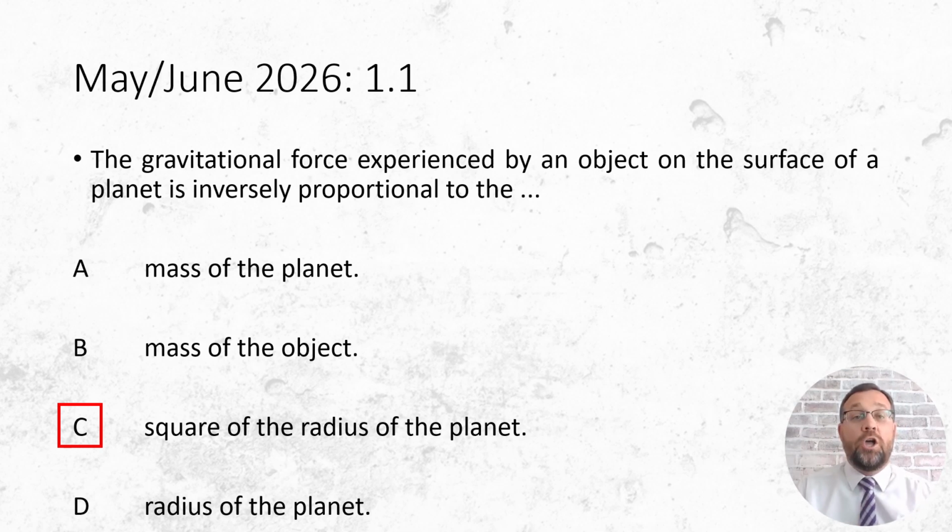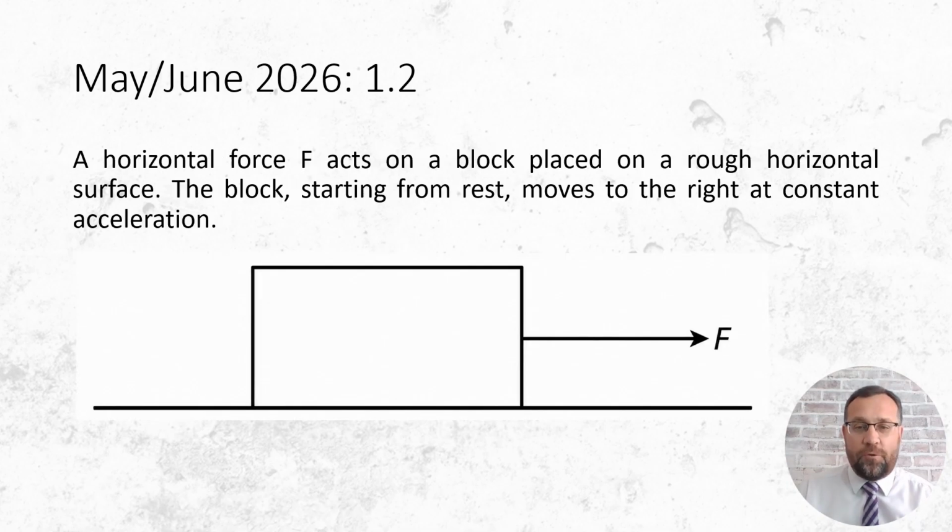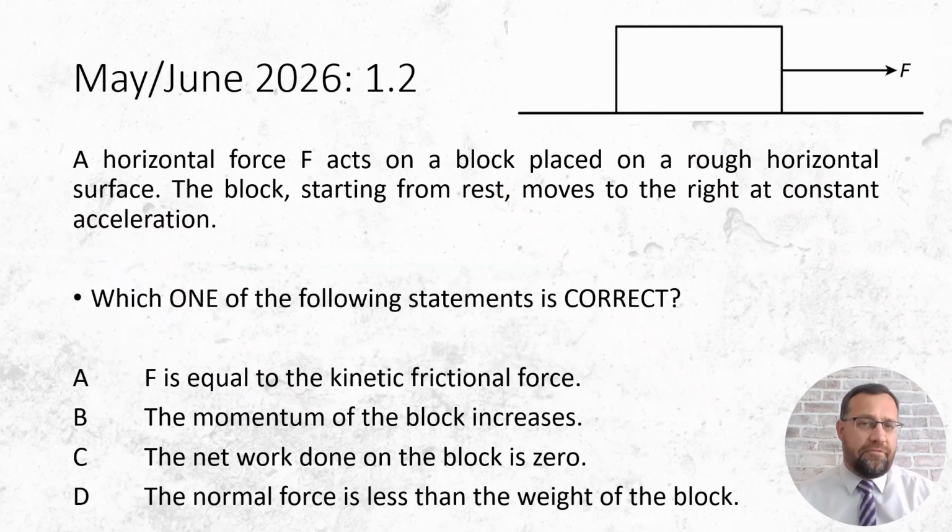Let's now move on to question 1.2. A horizontal force F acts on a block placed on a rough horizontal surface. The block, starting from rest, moves to the right at constant acceleration. Which one of the following statements is correct? The correct answer is B. The momentum of the block increases.